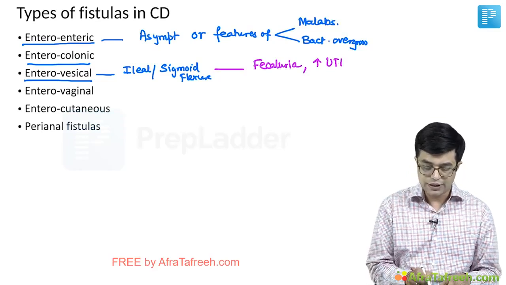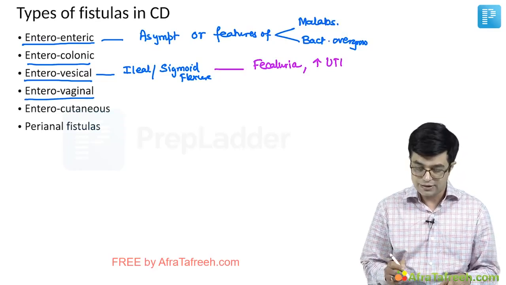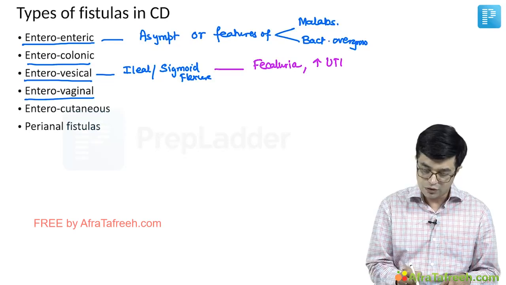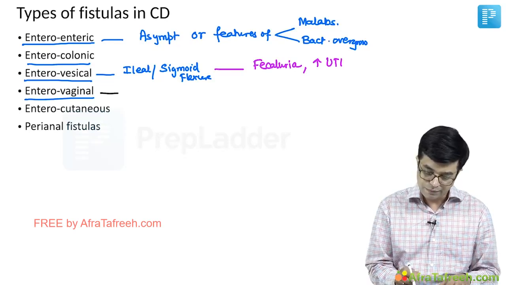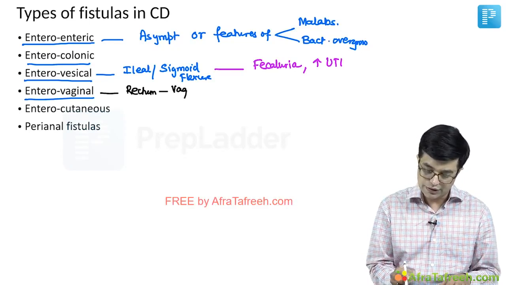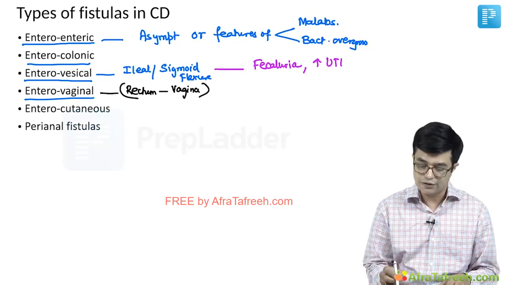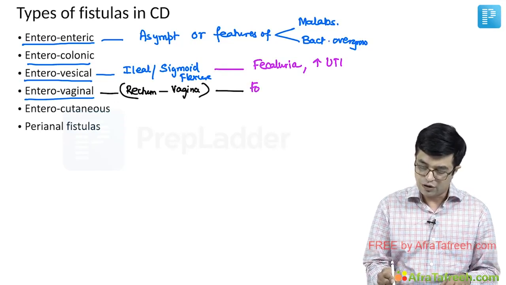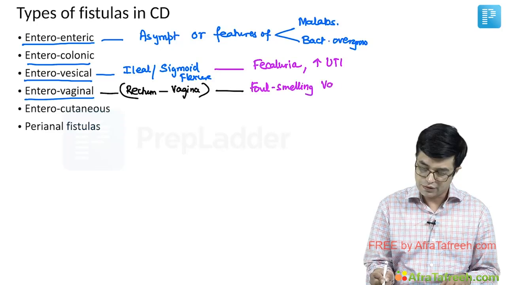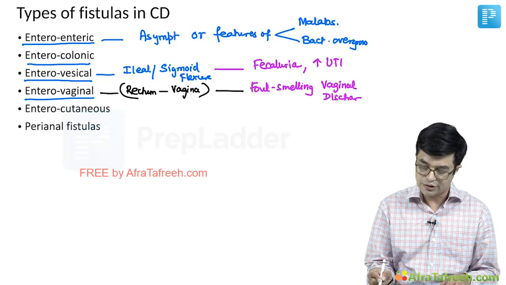Then we have enterovaginal fistula, which is seen in some females. Enterovaginal is difficult to manage. In enterovaginal fistula, there will be a fistula between rectum on one side and vagina on the other side. So rectovaginal fistula is the one that is called enterovaginal fistula. These females will have a foul smelling or fecal smelling vaginal discharge. They are considered to be a nightmare to manage surgically.